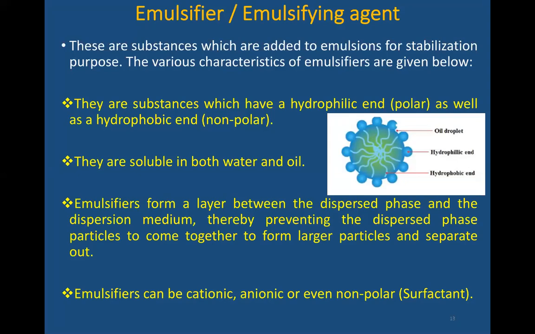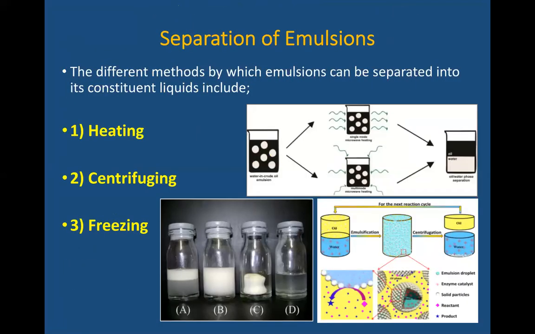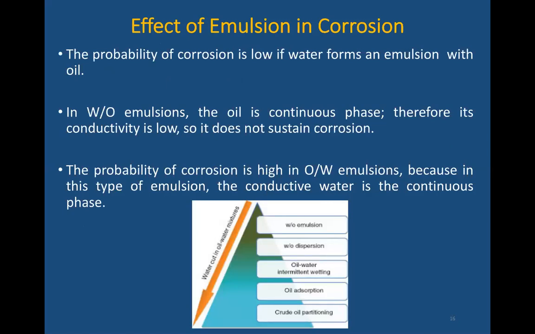Sometimes it's called a surfactant. We also saw what the actual properties and characteristics of the emulsifier agent are. Then we also discussed the separation of emulsion. There are three types of separation: heating, centrifuging, and freezing. So how heating can help to separate the emulsion, we also discussed centrifuge and also freezing. Then we discussed the effect of emulsion on corrosion: if it is water in oil emulsion, if it is oil in water emulsion, then how corrosion will be affected by the different types of emulsion.